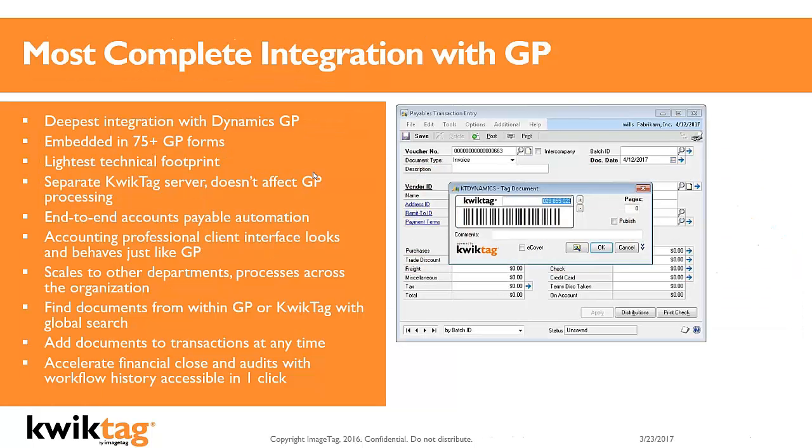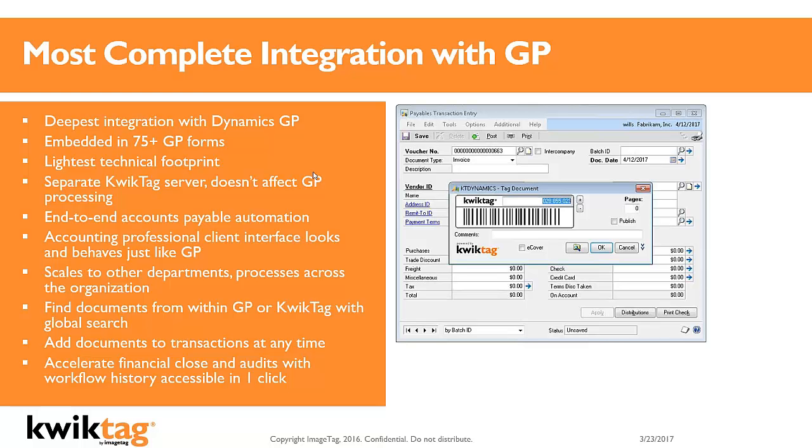Now, before I dive directly into the demonstration with GP, let me just talk a little bit about what you're going to see. Specifically within Dynamics GP, KwikTag is enabled on 75 plus different forms. It's actually about 80 now. What that means is that within a form in GP, you can simply click the additional menu and drag and drop, upload, gather a scanned document from wherever it is on the KwikTag server, and simply attach it to a record so that from that moment on, that document is attached to that record.